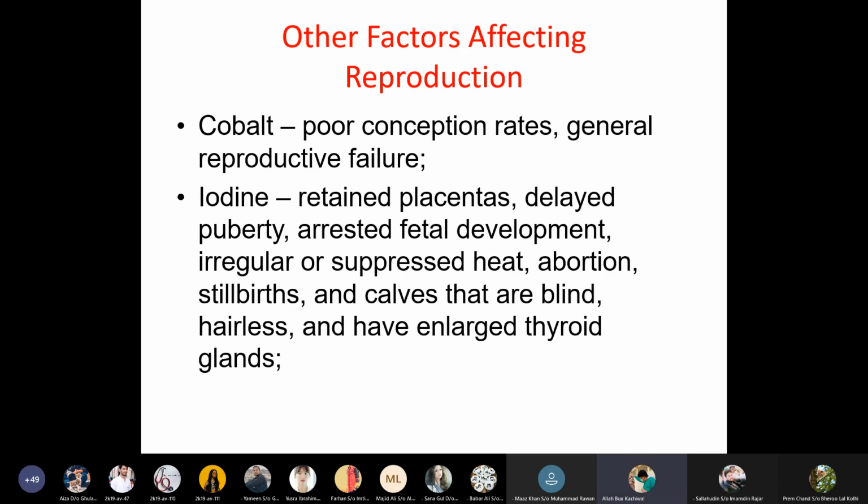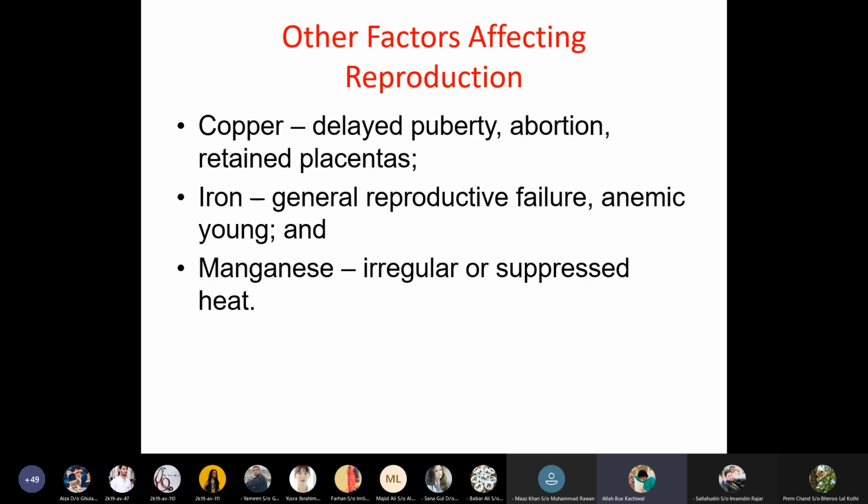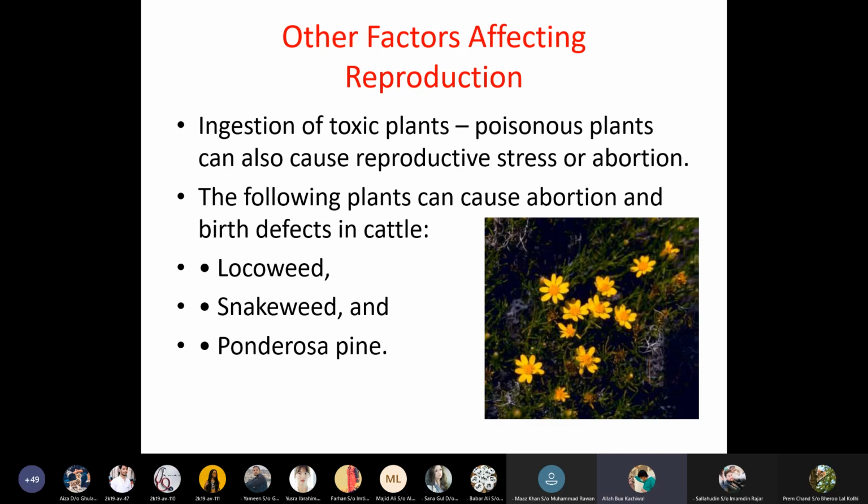Cobalt: poor conception rates and general reproductive failure. Iodine: retained placentas, delayed puberty, arrested fetal development, irregular or suppressed heat, abortion, stillbirth, and calves that are blind, hairless, and have enlarged thyroid glands. Copper: delayed puberty, abortion, retained placentas. Iron deficiency can cause general reproductive failure, and anemic young. Manganese deficiency can cause irregular and suppressed heat, whereas the ingestion of toxic plants, poisonous plants, can also cause reproductive stress or abortion.